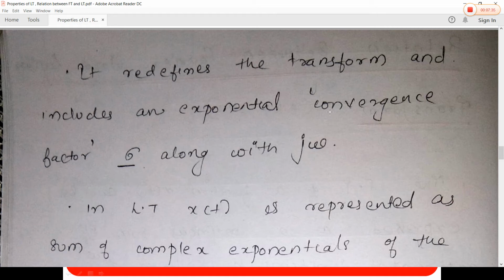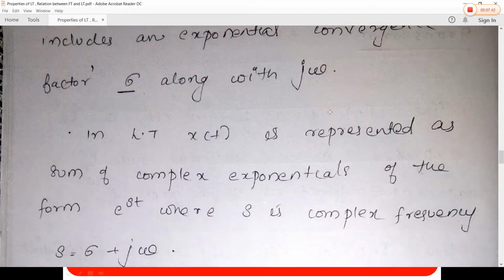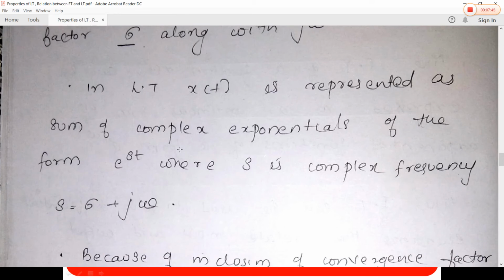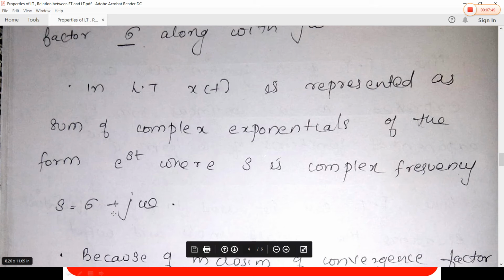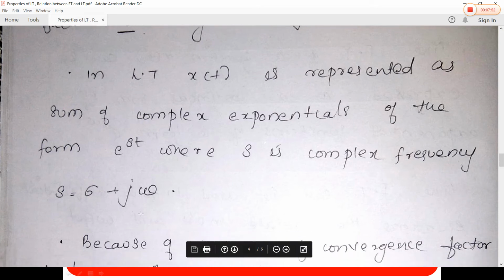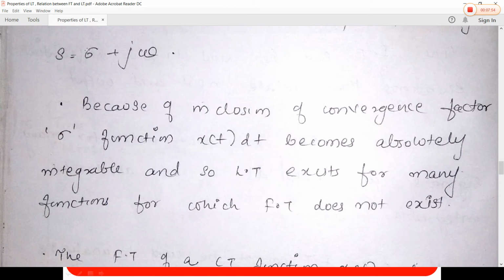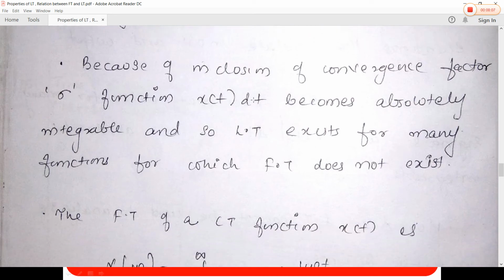So instead of representing the signal as a sum of complex sinusoids, in the Laplace transform we represent it as a sum of complex exponentials of the form e raised to st, where s is the complex frequency, s equal to sigma plus j omega. Since we include this convergence factor sigma, x of t becomes absolutely integrable, and hence the Laplace transform exists for many functions for which the Fourier transform does not exist. It is due to this factor sigma.